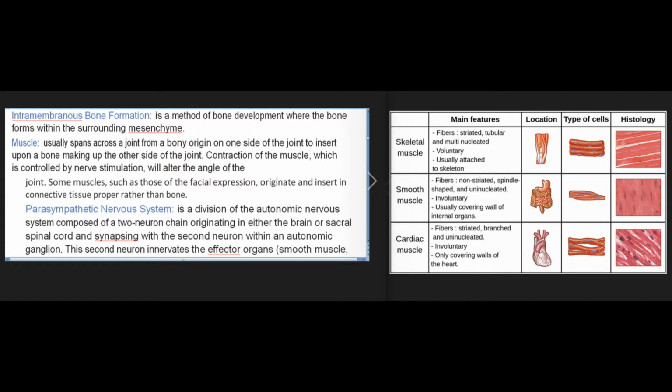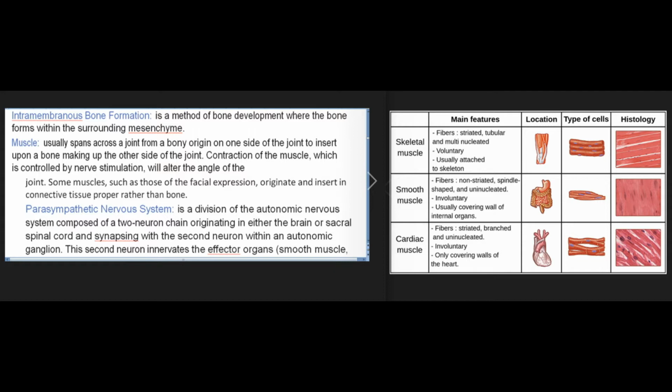Muscle usually spans across a joint from a bony origin on one side of the joint to insert upon a bone making up the other side of the joint. Contraction of the muscle, which is controlled by nerve stimulation, will alter the angle of the joint. Some muscles, such as those of the facial expression, originate and insert in connective tissue proper rather than bone.